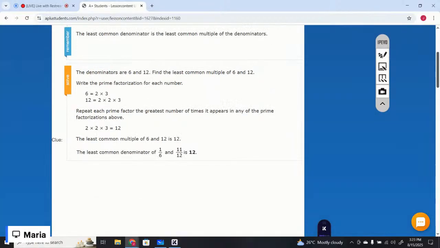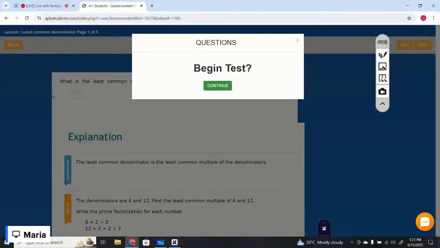So you need to write down the prime factors of 6 and 12, right? The prime factors of 6 are 2 times 3. The prime factors of 12 are 2 times 2 times 3. So the least common multiple of 6 and 12 is 12. Let's just start with the test questions.